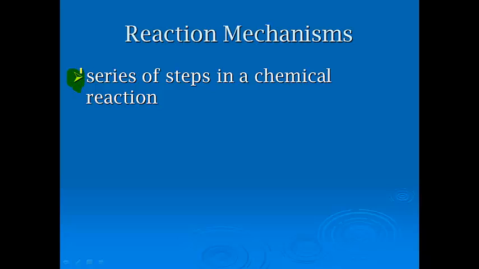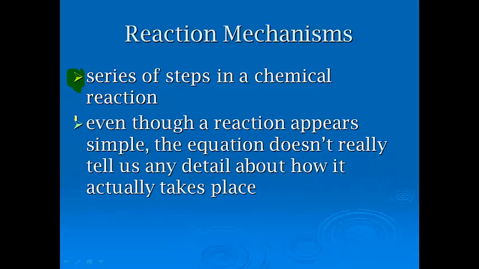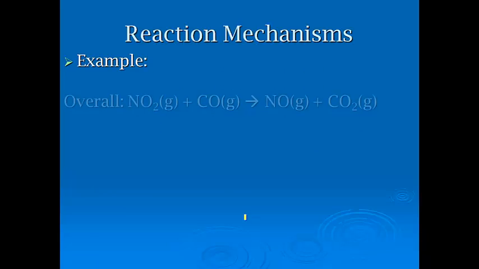When we talk about Hess's law with all the energy steps, this is the same thing. This is every single species that shows up. So even though a reaction appears simple, the equation doesn't really show us any detail about how it actually takes place. Or in other words, what are the parts and pieces? How are the electrons being transferred if it's redox? How are the ions rearranging themselves? What is the chemistry that's taking place?